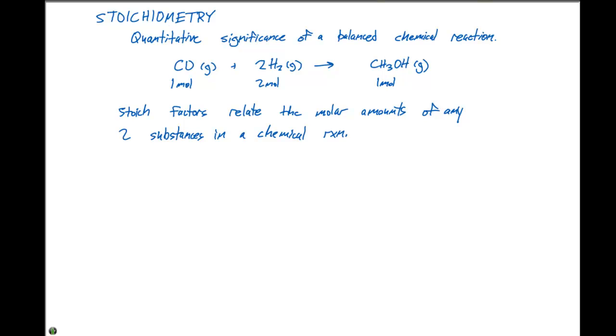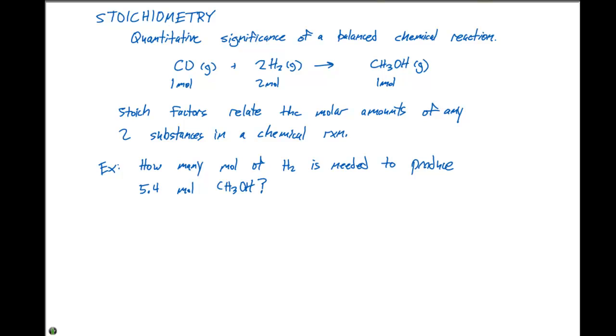So from this we can answer various examples, like the following. In this example, we're going to ask how many moles of H2 are needed to produce 5.4 moles of CH3OH. Initially, we're going to start with our 5.4 moles of CH3OH.